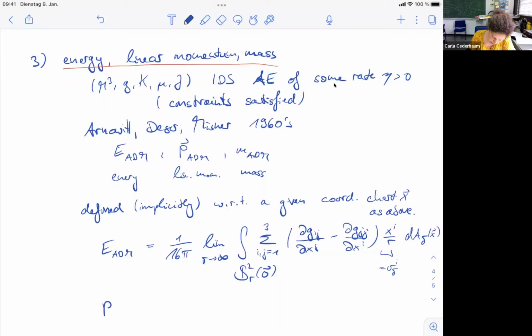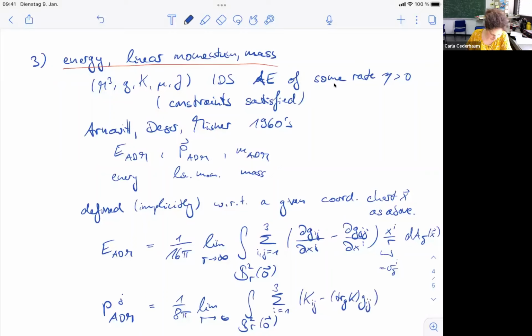And they also derived the formula for the linear momentum. I write down the jth component, and then it's 1/8 pi, the limit as r goes to infinity, of the integral over S_r of the sum over i from 1 to 3 of the components of the second fundamental form tensor k, k_ij minus the trace of k times g_ij, times x^i over r, dA_δ(x). So it's a very similar expression in style.